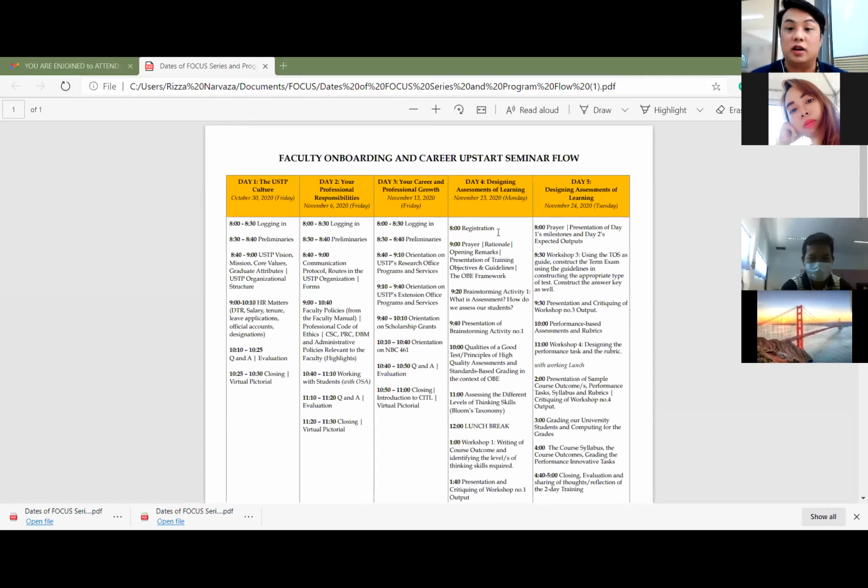Okay. And also, on days 4 and 5, that will be the transition to the Center for Innovative Teaching and Learning Training, which is our first training, really, when you get in the university, that is on designing assessments of learning and methods. So that would be a 2-day training, especially for those who are still very new to the university.